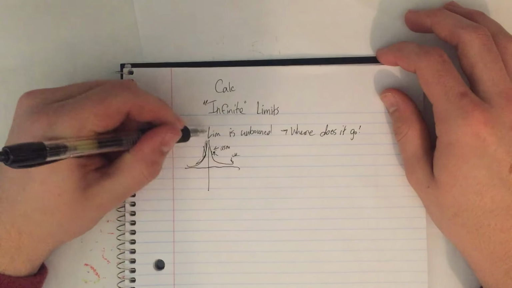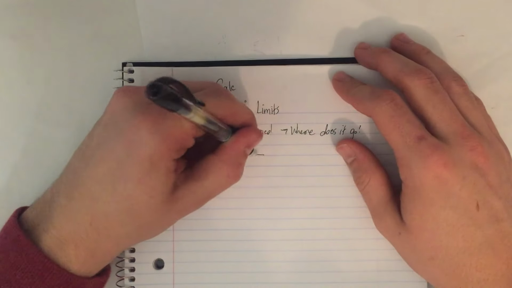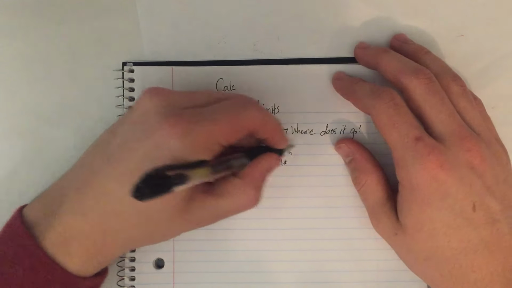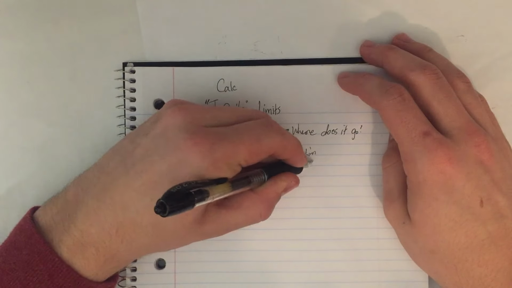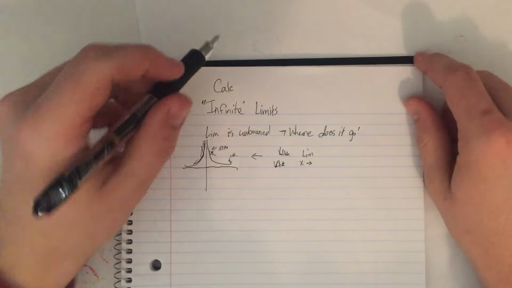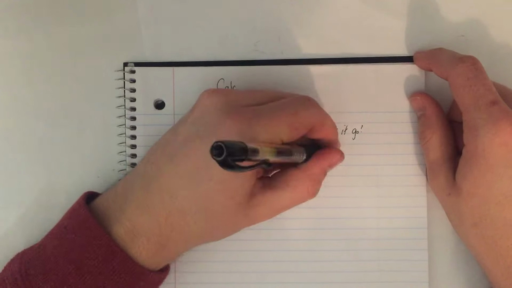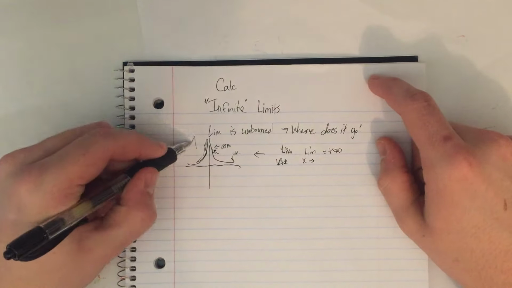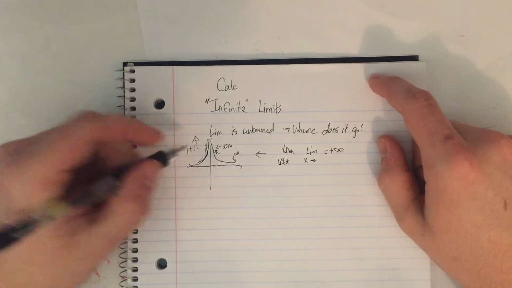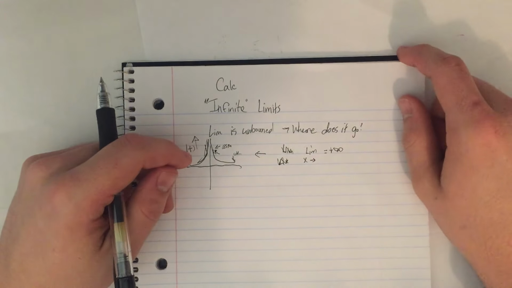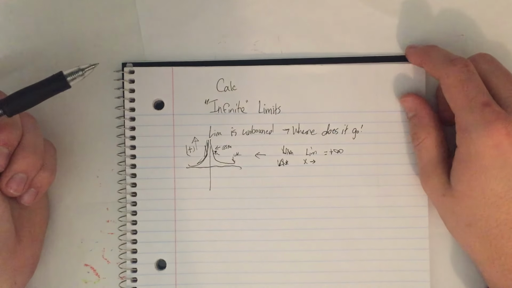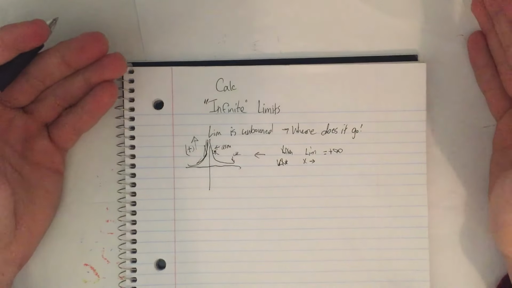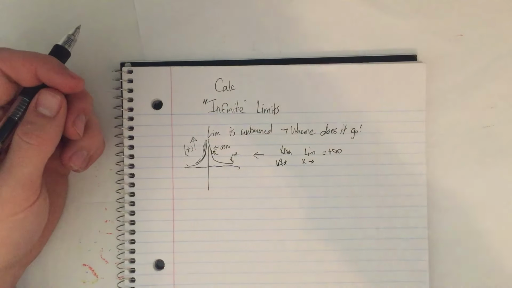But if we have a graph that looks like this, sorry for my ugly drawing, we would say the limit as x approaches 0, because this would be 0 here, the limit as x approaches 0 equals infinity. You could say positive infinity, because it's going up in the positive direction. This is saying that the limit fails to exist because it's unbounded and goes towards positive infinity. So how do we evaluate one of these infinite limits?